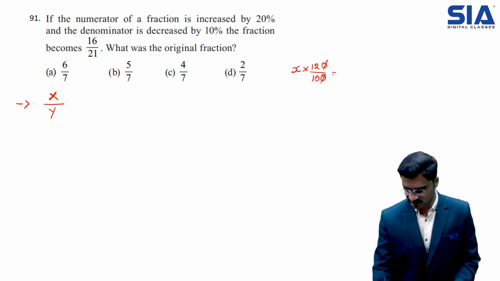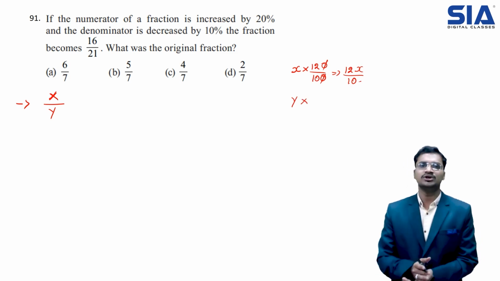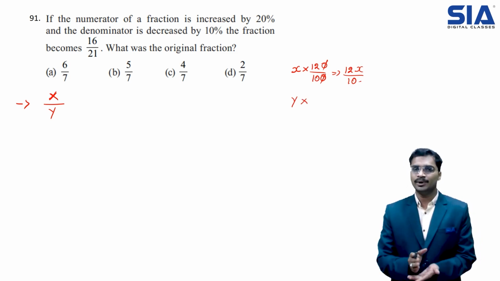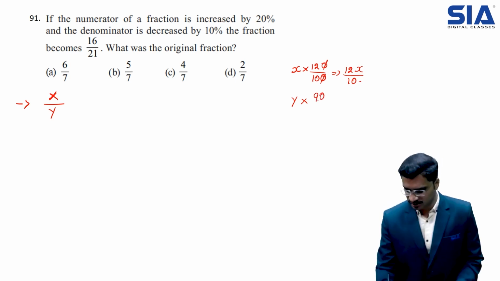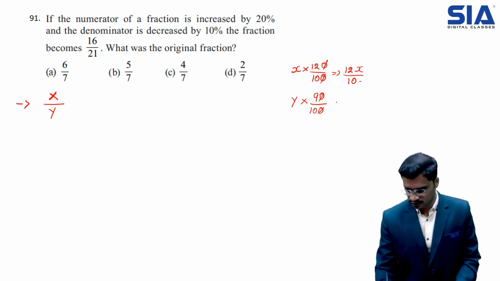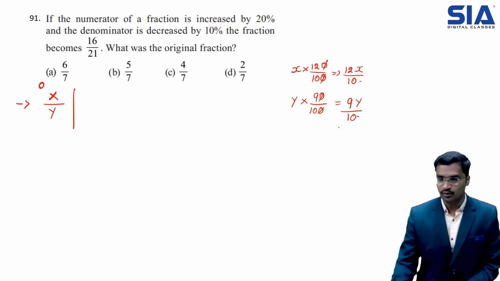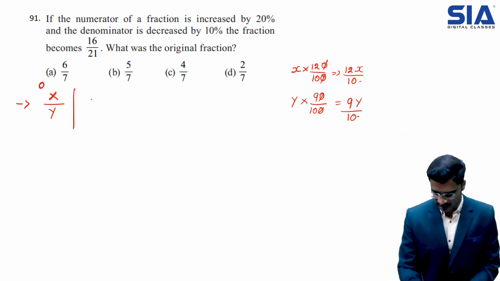So 0 0 gets cancelled. So I can say that the numerator is becoming 12x by 10. Then in the same way, the denominator y has been reduced by 10%. So 100 minus 10 is 90. So from 100 it is becoming 90. So 90 by 100. So the value of y is becoming 9y by 10. Let us substitute. These are the original values of x and y. Now the new values after increasing and decreasing: in numerator we are getting 12x by 10, and in denominator we are getting 9y by 10. So 10 and 10 get cancelled.